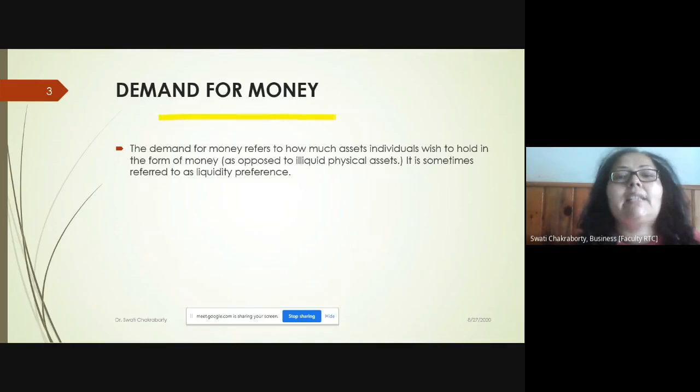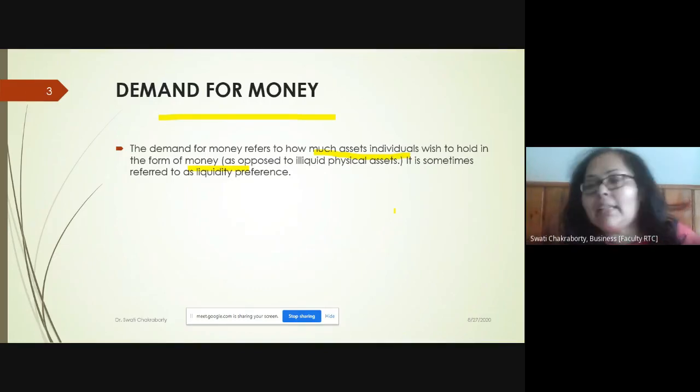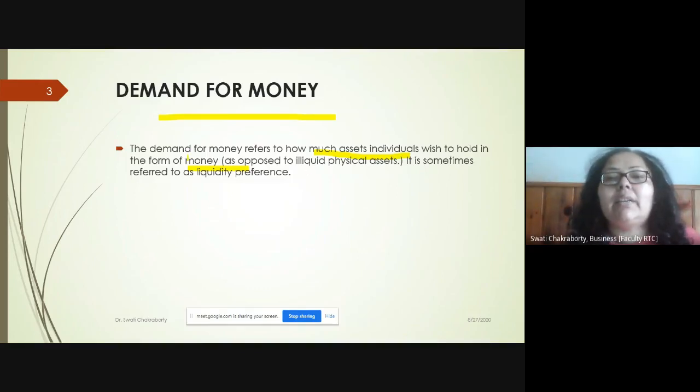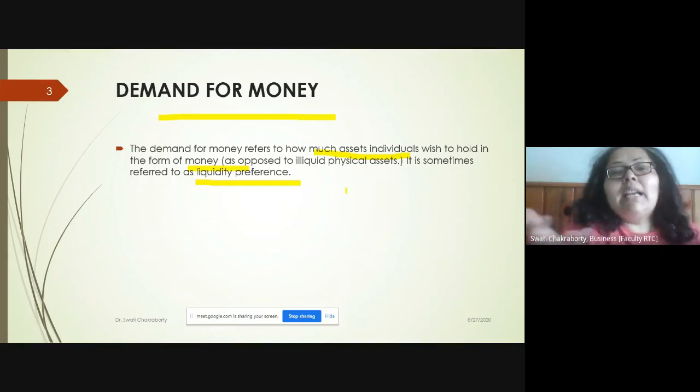So what is demand for money? Now, when we talk of demand for money, we are actually talking about how much assets an individual wishes to hold in hand in the form of money, that is liquid assets, as against illiquid physical assets. Illiquid assets are those which are kept in the banks in the form of deposits, different types of deposits. So the amount of money that an individual holds is also known as liquidity preference, your preference to hold liquid assets, how much you want to hold.